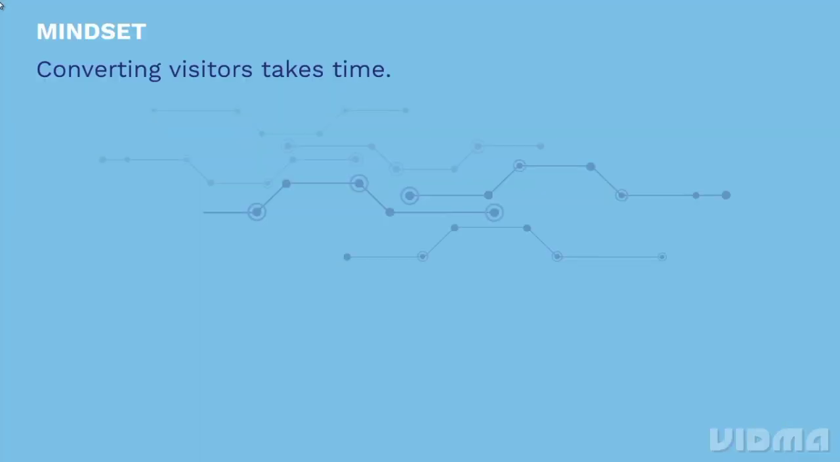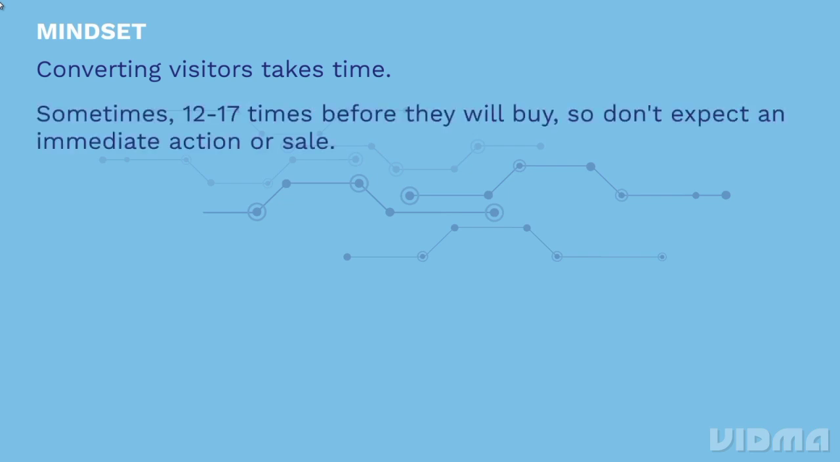All right, so let's talk about mindset, because I'm a big believer in having the right mindset before you get started. I want you to realize that you're not going to make a sale. You're not going to get leads right away just by setting up a Facebook retargeting campaign. Converting visitors really does take time. And to be realistic, sometimes 12 to 17 touch points, meaning you have to get in front of them 12 to 17 times before they will buy. So I want to make sure that you don't expect an immediate action or an immediate sale.